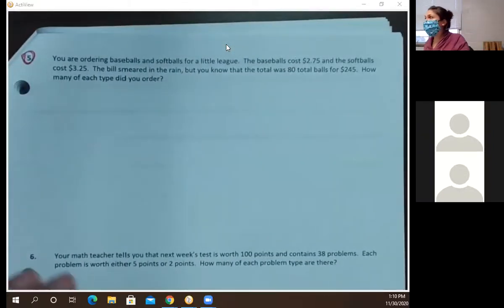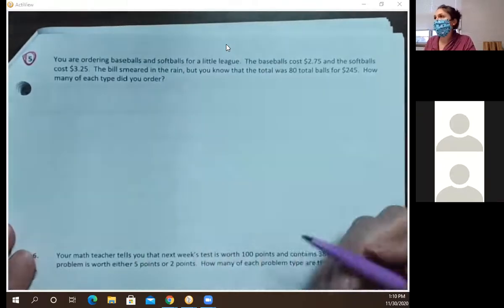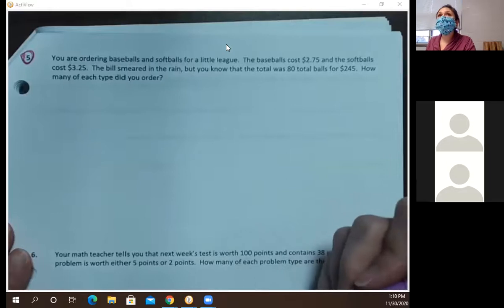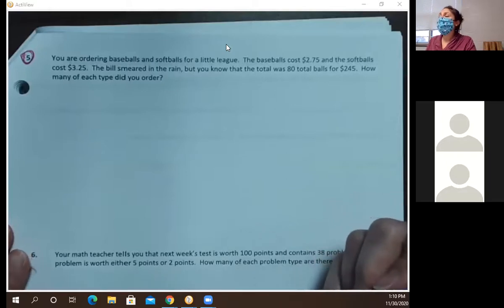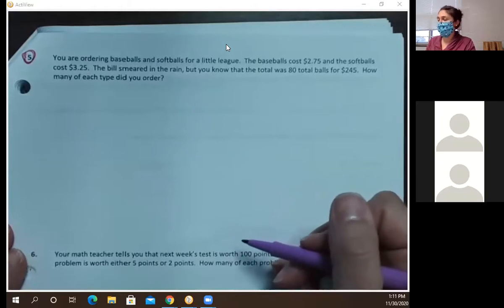So similar to last week, we've got a word problem here, right? We're going to have to write that system of equations ourselves. But this time, instead of graphing on our calculator, we're going to go ahead and solve by substitution.